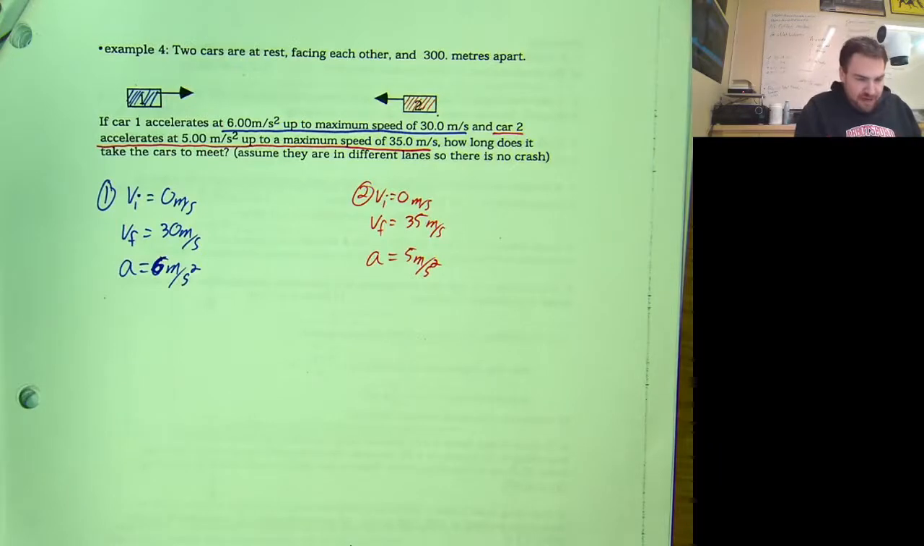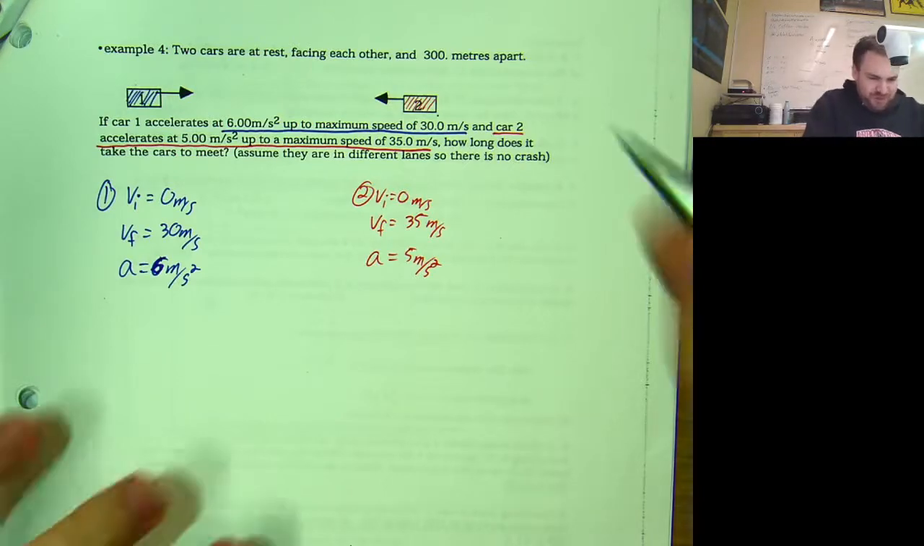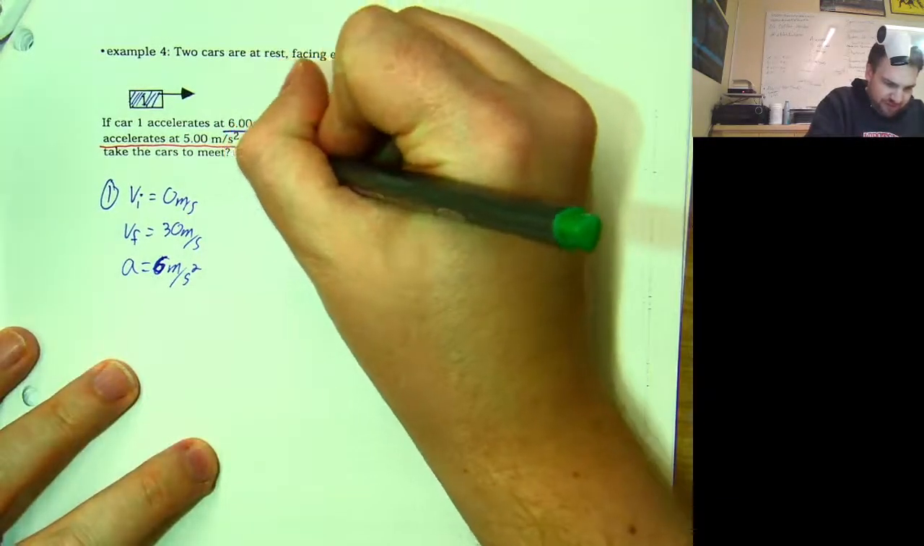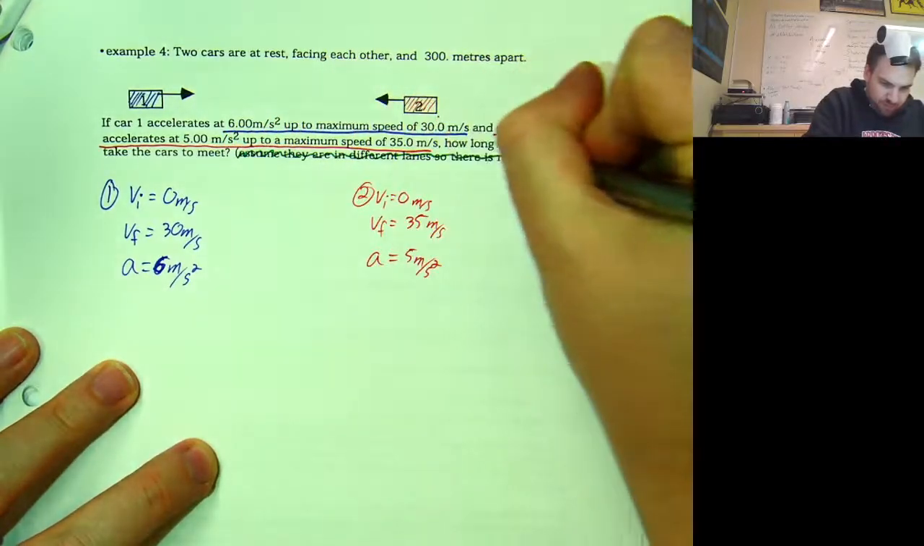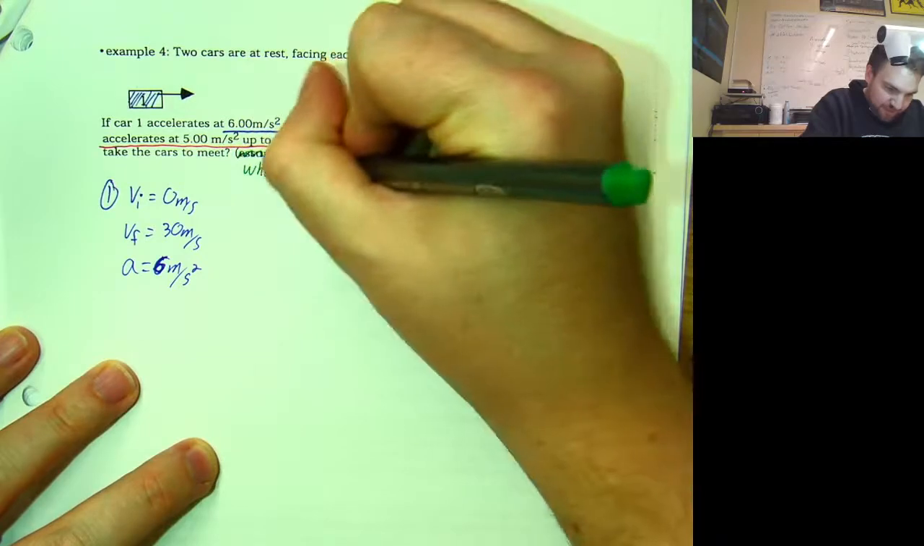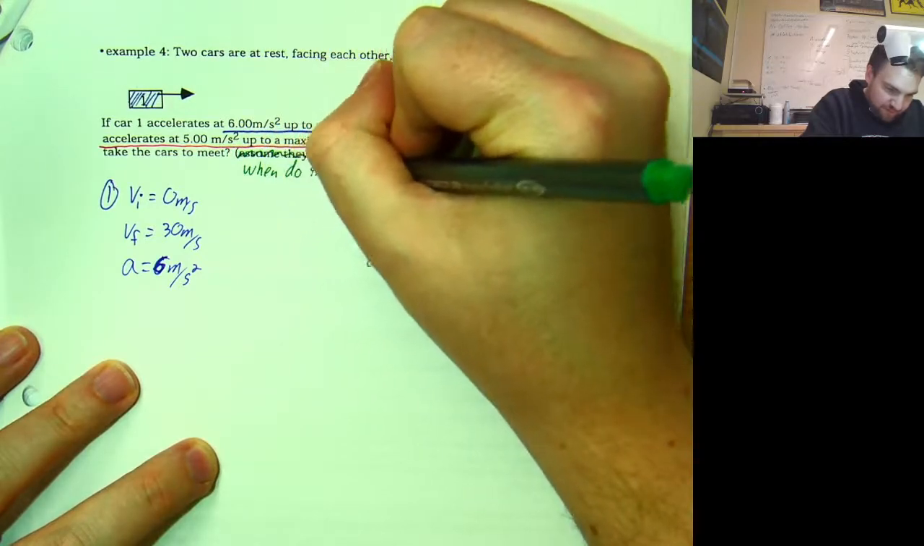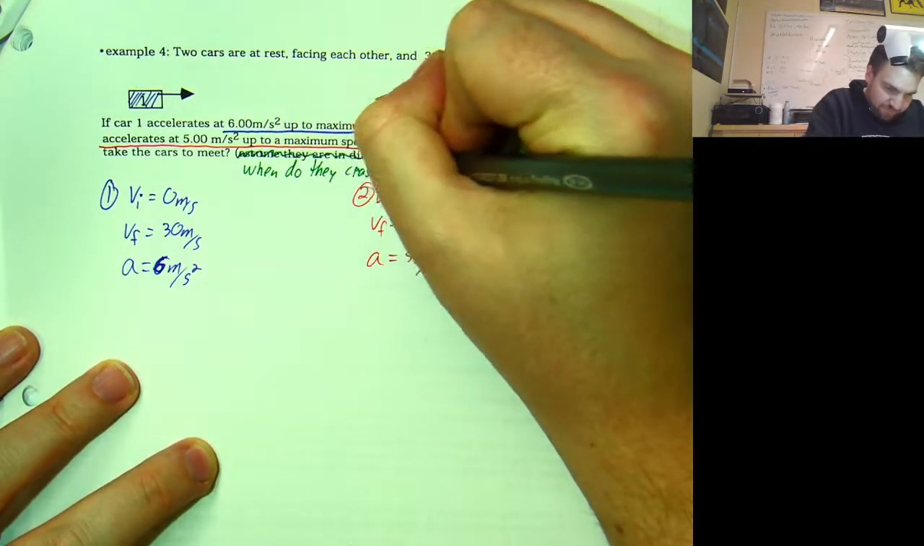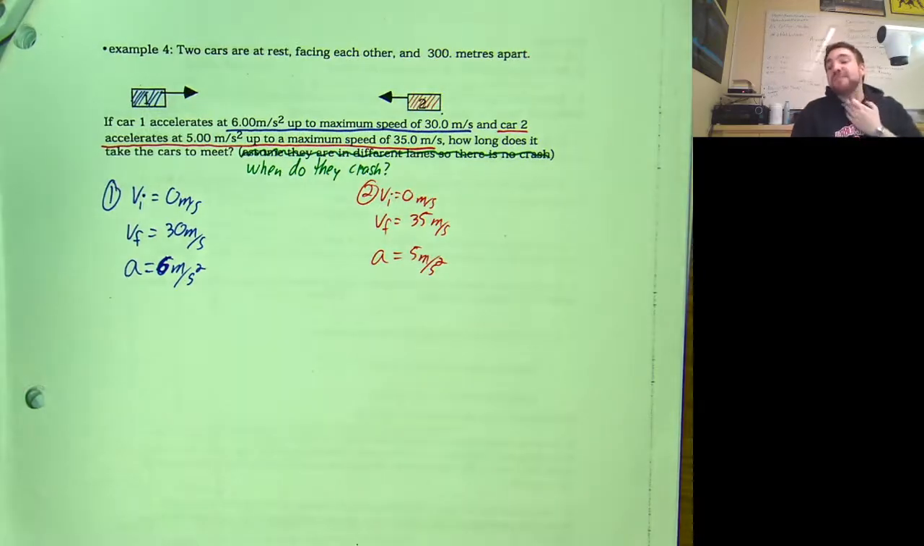Okay, and so we actually haven't even looked at what the question wants us to find. We want to figure out how long it takes the cars to meet. No, we're not going to assume that they're in different lanes, so there is no crashing. The question we're going to answer is, when do they crash? That's the question we're going to answer, because they're going to.